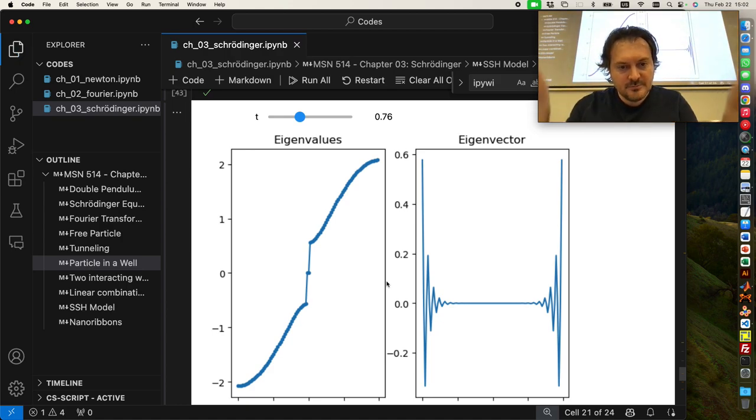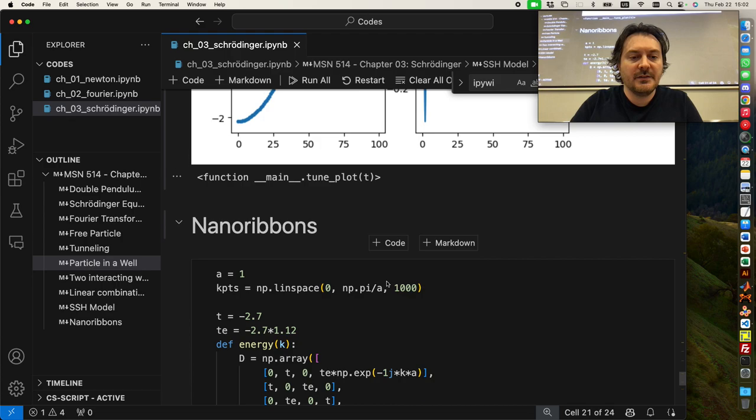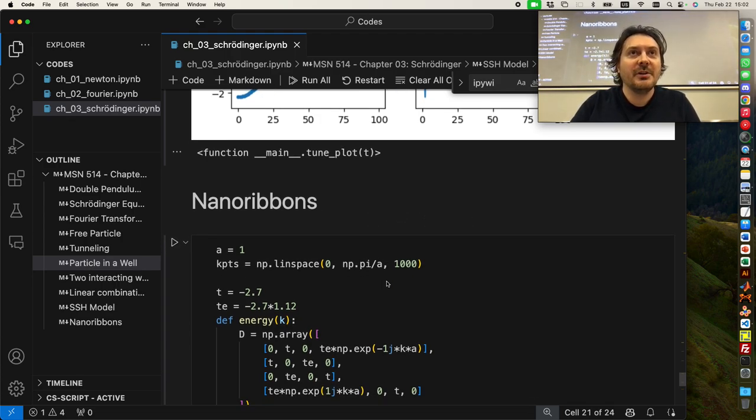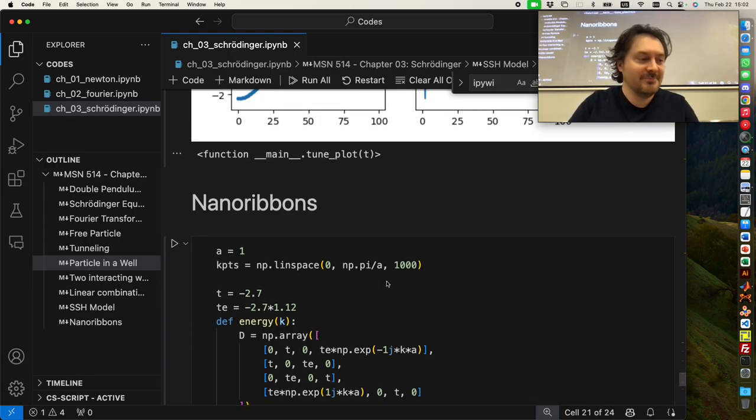This was a parenthesis. Let's now come to the point of your homework, okay?